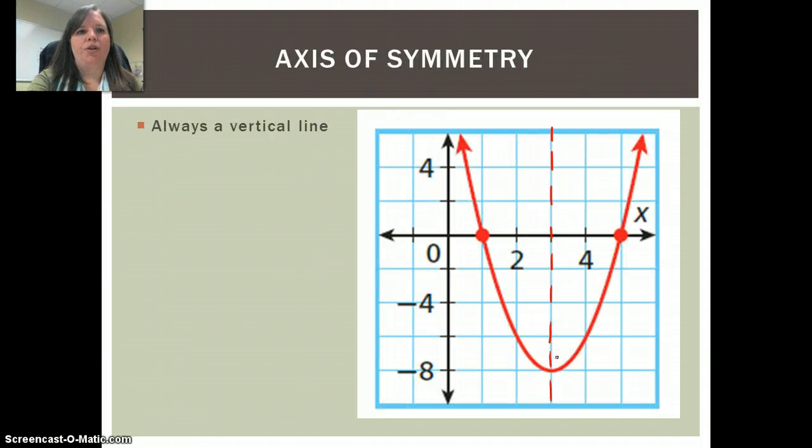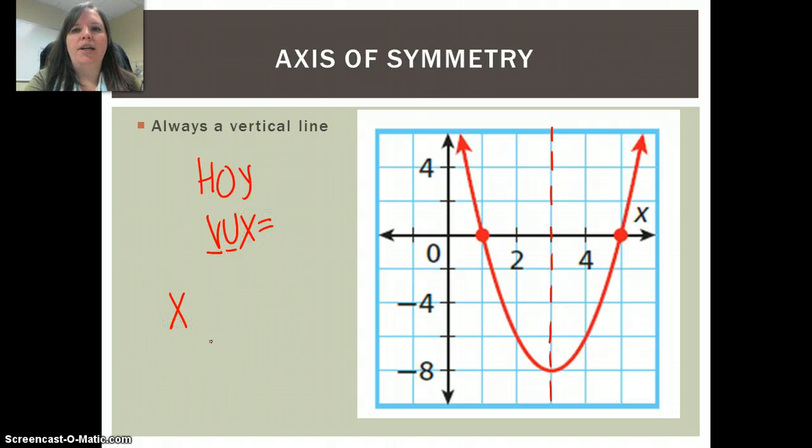And if you remember a vertical line, if you remember the saying "Hoy bucks," a vertical line always has an undefined slope, and the equation is x equals. So when we find the equation of the axis of symmetry, which you may be asked to do, it's going to be x equals a number, and in this case, what's the value of x equal to? The vertical line here would be x equals 3.